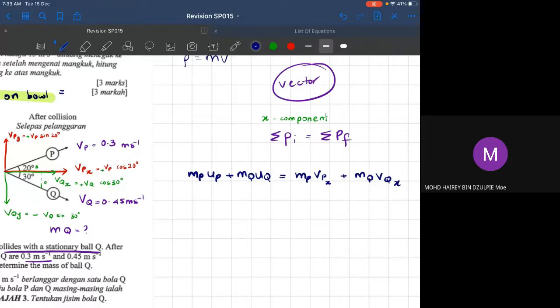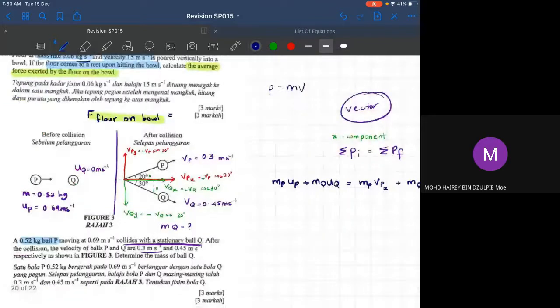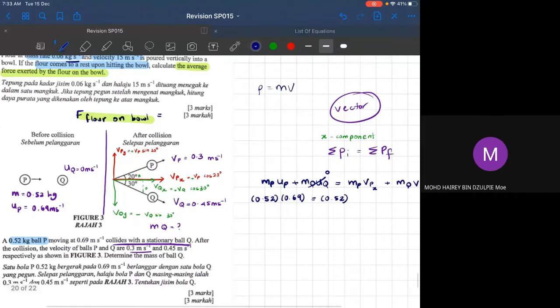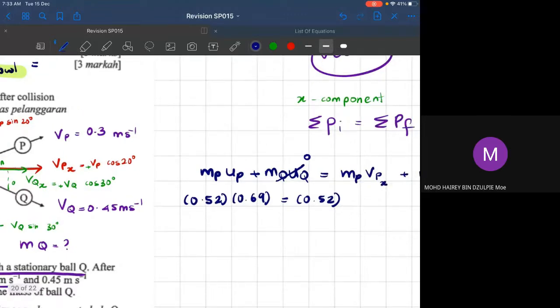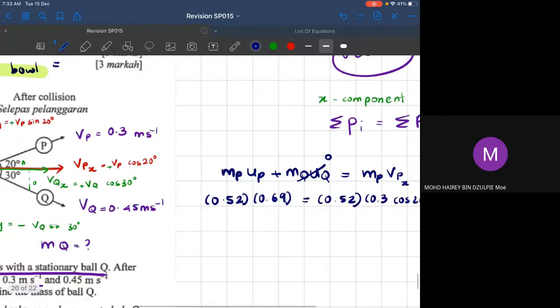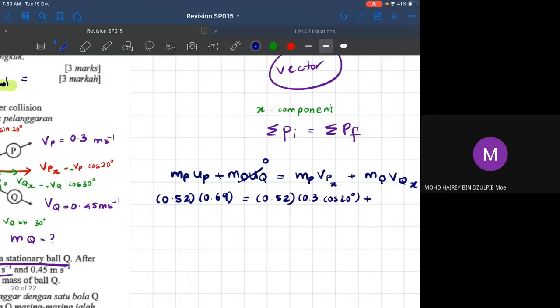Okay, so we put in the values. Mass P is 0.52. UP is 0.69. And then UQ is zero, so there is no value here, okay? And then mass P equals 0.52. And then what is VPX? VPX is VP cos 20. So Miss will write it like this, Miss knows VP equals 0.3 cos 20. And then Miss doesn't know MQ, so I leave that unknown.